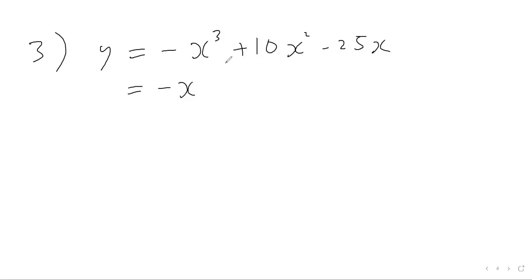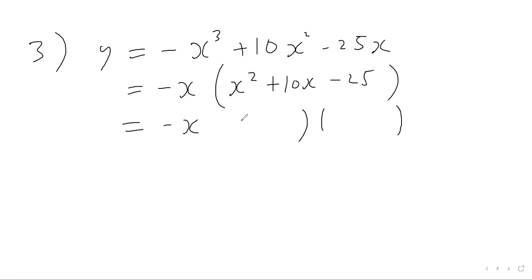So we get a negative x, and then in our brackets, we're going to have an x squared there to make the negative x cubed. We're going to have a plus 10x there and a negative 25 in there. Now, can we factorize this even further? Again, yes, we can. In A-level maths, they're always going to give us questions where we can factorize even further. So let's put an x in there and an x in there. What factors of -25 add up to make 10?